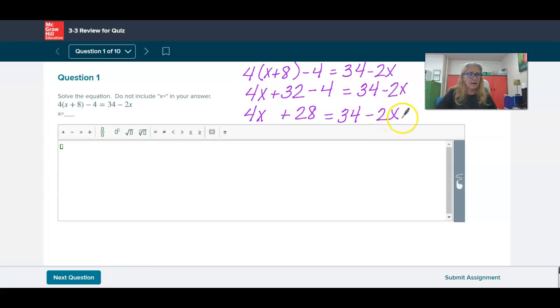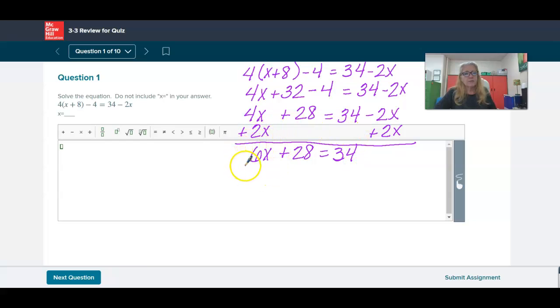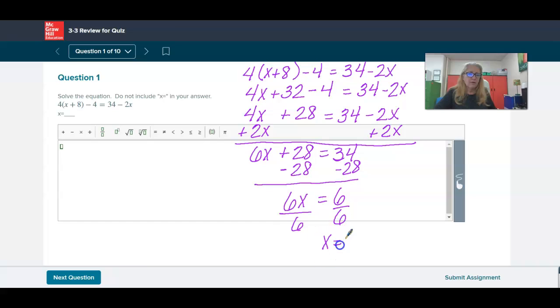All right, when you get down to where you have combined all the terms you can, now you need to get all your variables on one side. Remember, we normally like to go after the smaller of the 2 variables, which in this case is this negative 2x. We get rid of it by adding 2x to both sides. Okay. This gives me 6x plus 28 equals 34. Now it's just a 2-step equation. I want to get my variable term alone, so I need to get rid of this plus 28. I do that by subtracting 28 from both sides, which gives me just 6x on the left and just 6 on the right. So when you divide both sides by 6, we find that x is 1.